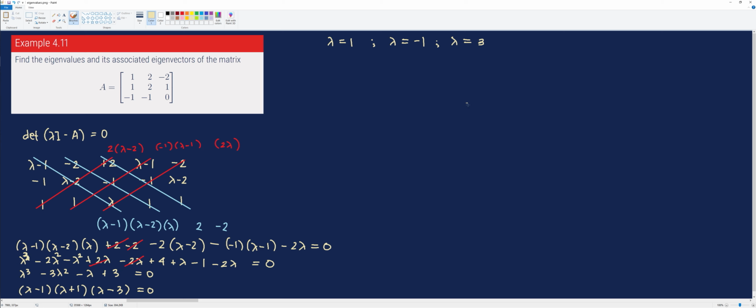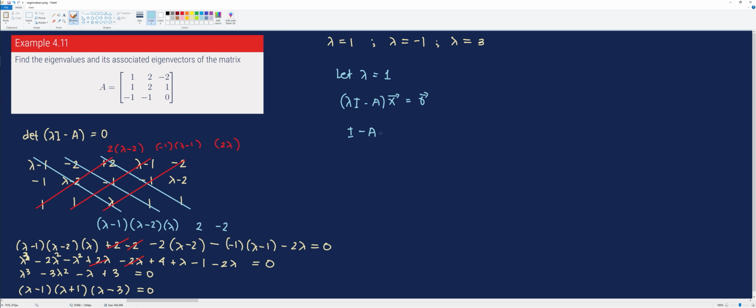Next, let's find the corresponding eigenvector for lambda equal to 1, the first one. To find the associated eigenvector of this eigenvalue, we have lambda times I minus A, times the vector x, which is equal to the zero vector. To make things short, I will just consider the expression inside the parentheses, and that is 1 times I minus A, because our lambda is equal to 1.